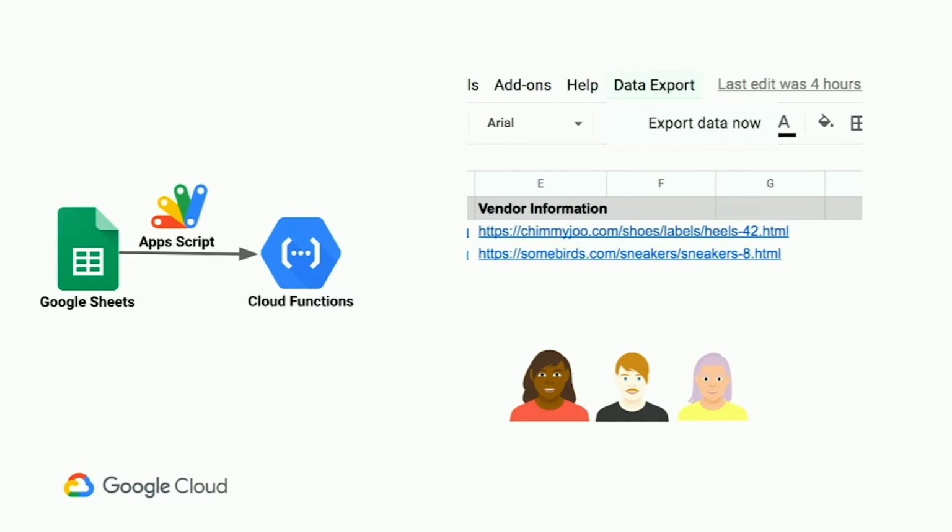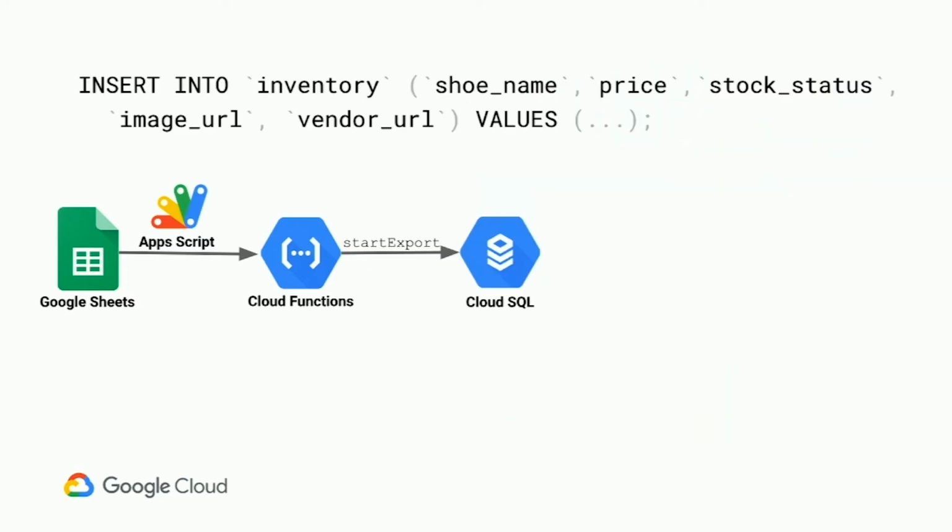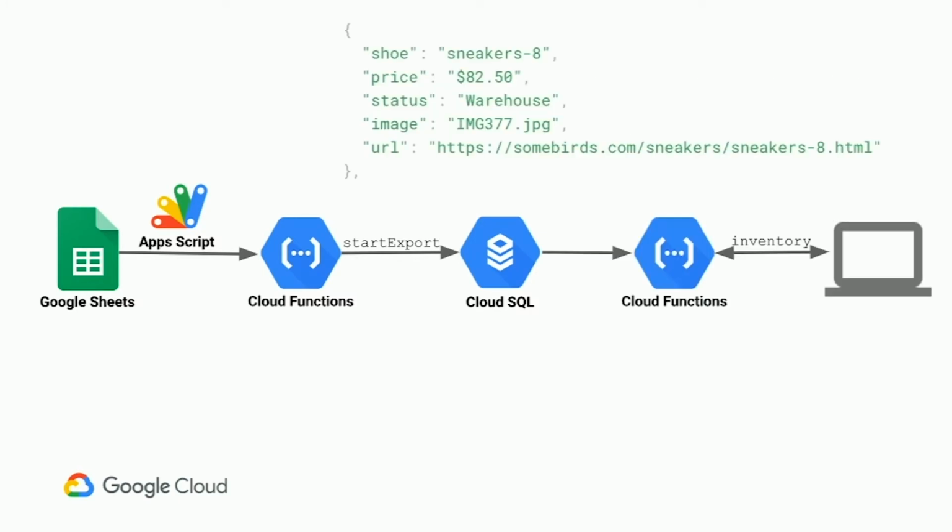Let's recap what they have. We start with Sheets as the input mechanism. When the data is ready for consumption, the employees start the export using that custom menu in Sheets. Next, the Cloud Function start export either inserts or updates those rows in the Cloud SQL database. And then, last but not least, we still have inventory, and they update inventory to read the data from the database now and then serve it back to the web client.